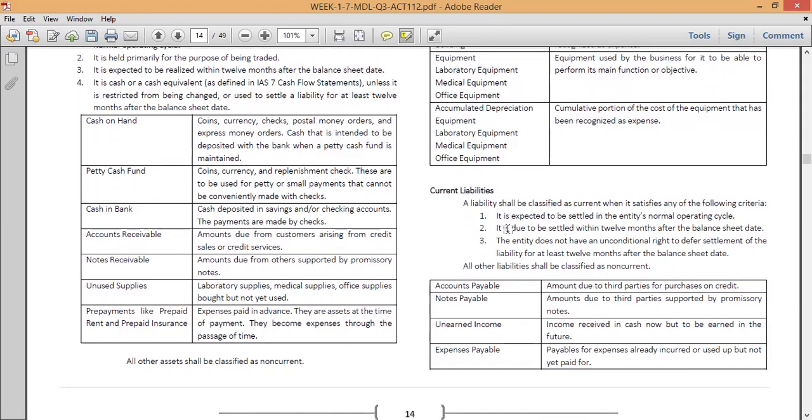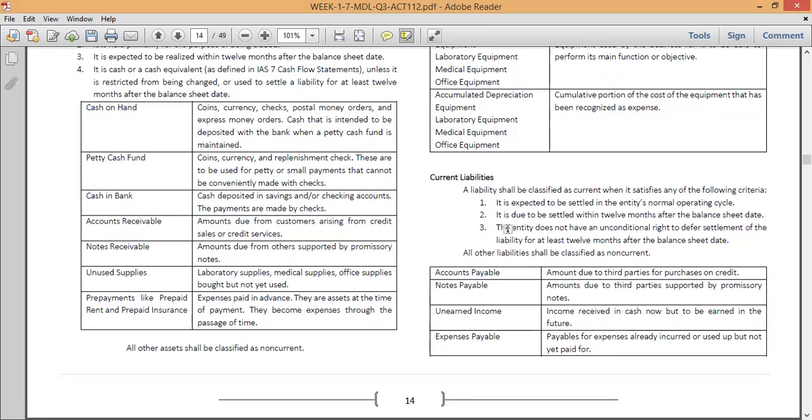So, next is the current liabilities. Same with current assets, ito naman is current liabilities. At isisimplify ko na lang siya. Ito yung mga bayarin or mga utang mo na dapat mong bayaran within 12 months or within 1 year. Okay? So, tawag po dyan is current liabilities.